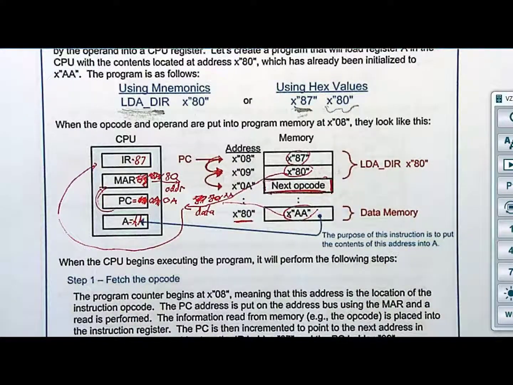And now I say, am I done? Am I prepared to execute the next instruction? The answer is yes. Think about it. The information has been loaded. AA has now been moved into here. The information at 80 has been moved into there. And the program counter is pointing to the next location in memory, which I know by design is the next opcode. How cool? Yeah.